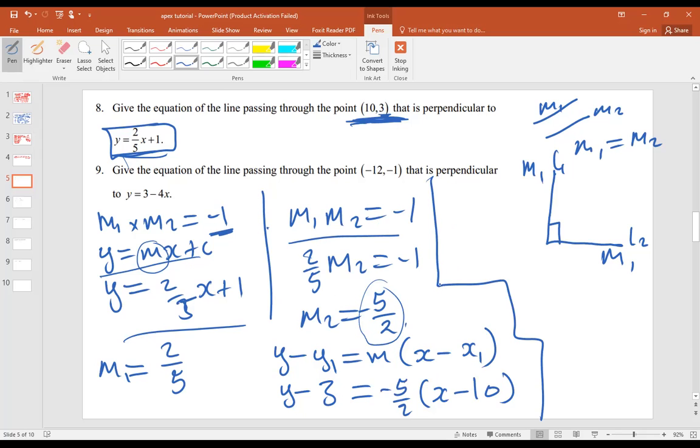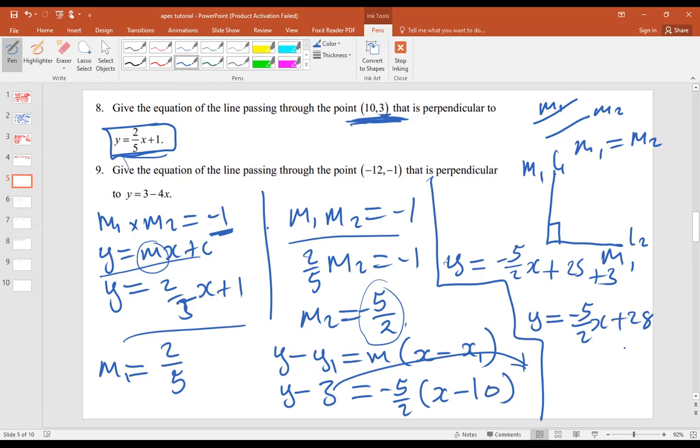When we simplify it, it's just going to be y is equal to, when you multiply -5/2 times x, we get -5/2 x, and then -5/2 times -10 gives +25. Then when I take this -3 to the other side of the equal sign, I get +3 on this side. So the final answer will simply be y is equal to -5/2 x plus 28. This is the equation of the straight line that I wanted.